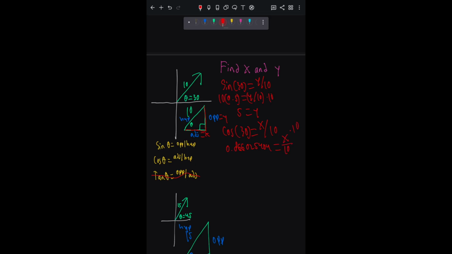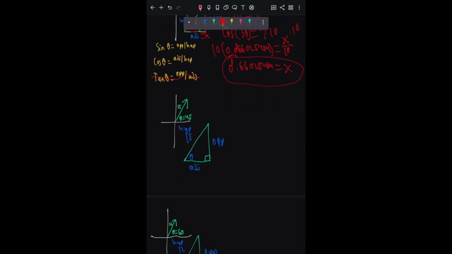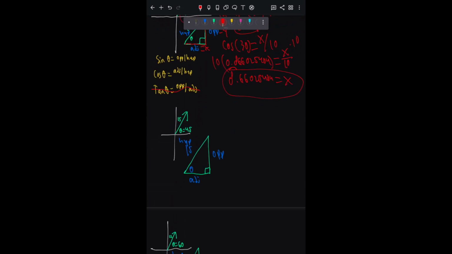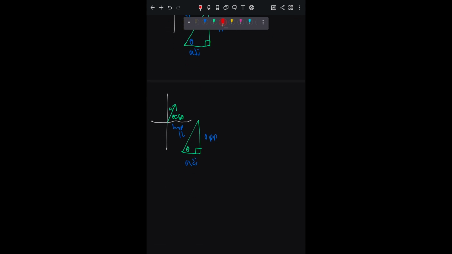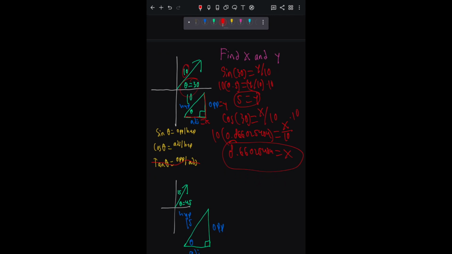So times 10 times 10, which is 8.6602544, go to x. And there you go. We found the y component and we found the x component just by having the hypotenuse and the theta. So I'm gonna do one more because I don't want to waste more of your time. I don't like 45, so I'm gonna do this one. We know the hypotenuse is 12.